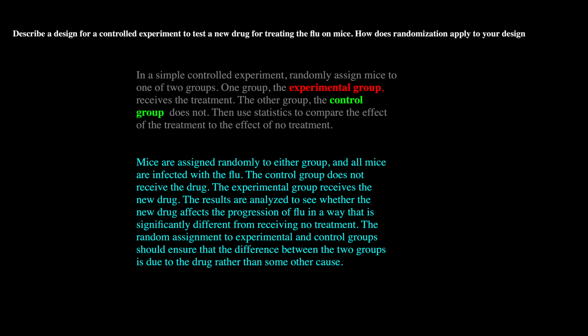So the random assignment to experimental and control groups should ensure that the differences between the two groups are due to the drug rather than other things like environment. So again, this is why we test these things on mice, because we can control their environment, we can control their diet, we can control their water intake, and so we can definitely bring down the variables to one or two variables. So here you go. Here is a randomized experiment looking at drug effects.